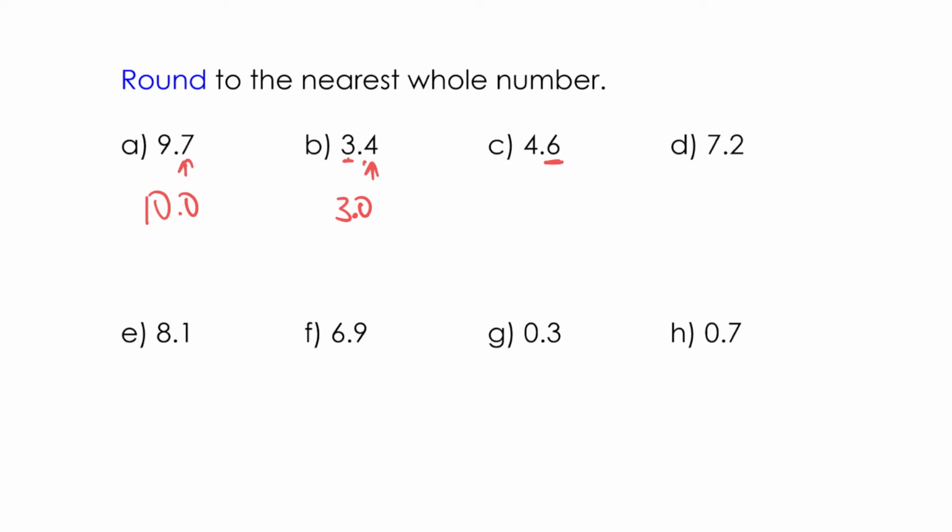4.6, well, the 6 tells us to go up. That makes it 5.0. The 2 tells us to go down. So that means your answer is that. 8.1, the 1 tells us to go down. So it's 8.0. The 9 tells us to go up, making it 7.0. 0.3, the 3 tells us to go down, so we have 0.0. And 0.7 is 1.0.